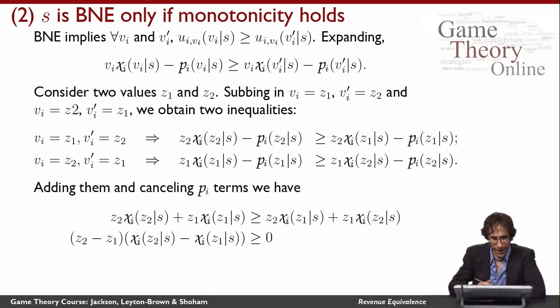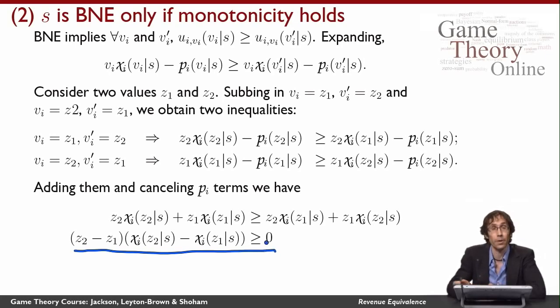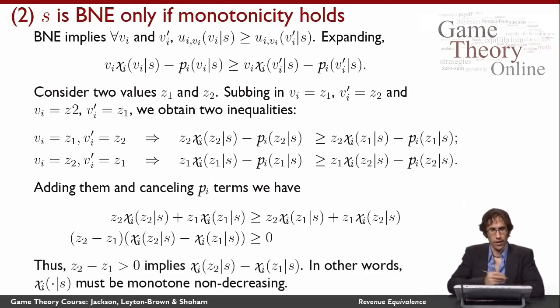And then I can just factor that expression, and I end up with this simpler inequality here that doesn't talk about the payments at all. And you can verify that for yourself. That's just some simple algebraic manipulation. And really, the monotonicity requirement just pops directly out of this expression here.